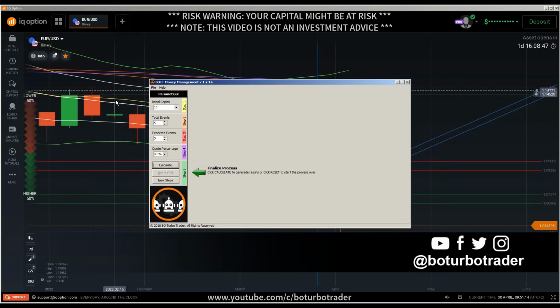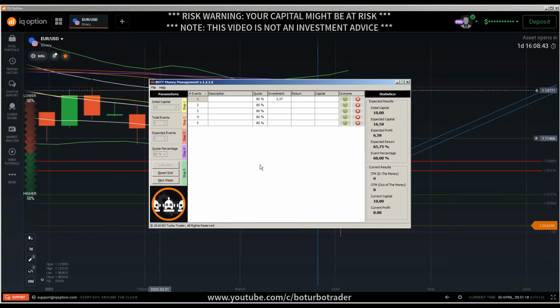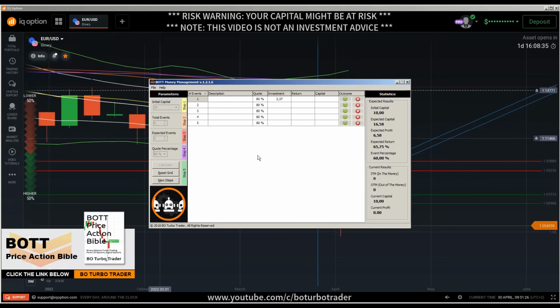Then you say calculate, and then you have the strict rules which you need to follow so that you do not overtrade and do not use big bet sizes, so that you have everything under control. And here you can put in a description. Here you can say if you have won or lost the trade.